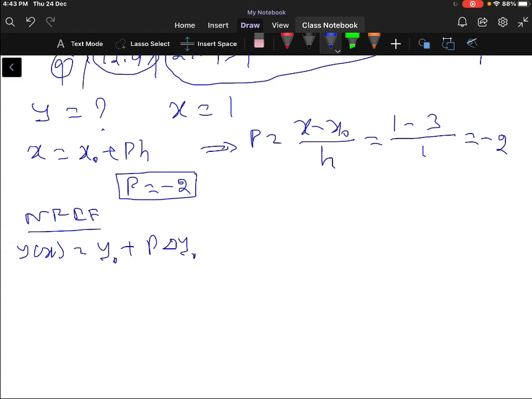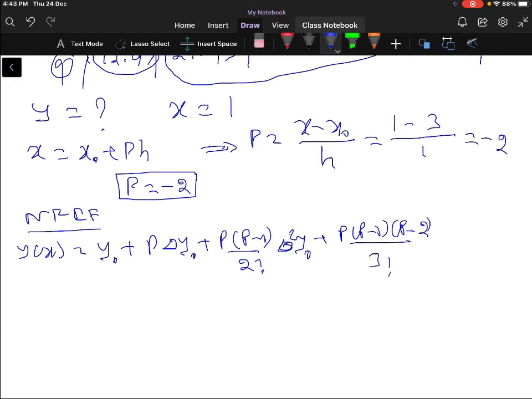We have y of x is equal to y naught plus p into delta y naught plus p into p minus 1 by 2 factorial into delta square y naught plus p into p minus 1 into p minus 2 by 3 factorial into delta cube y naught plus further terms, and so on.